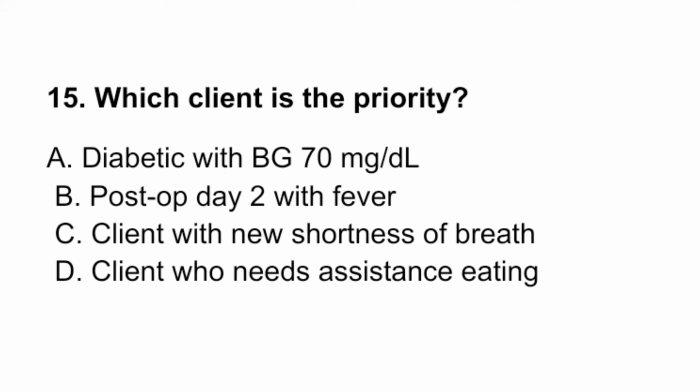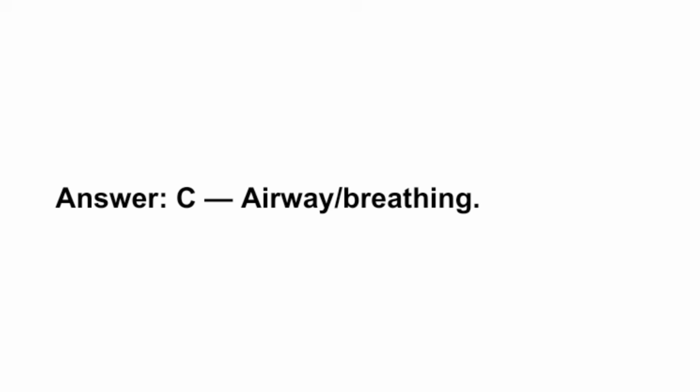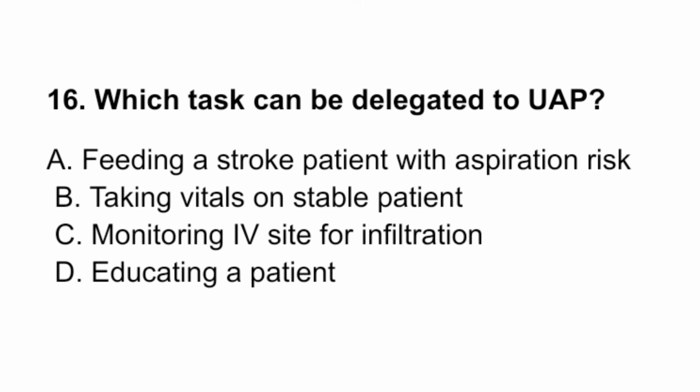15. Which client is the priority? A. Diabetic with BG 70 milligrams per deciliter. B. Post-op day 2 with fever. C. Client with new shortness of breath. D. Client who needs assistance eating. Answer: C. Airway or breathing.